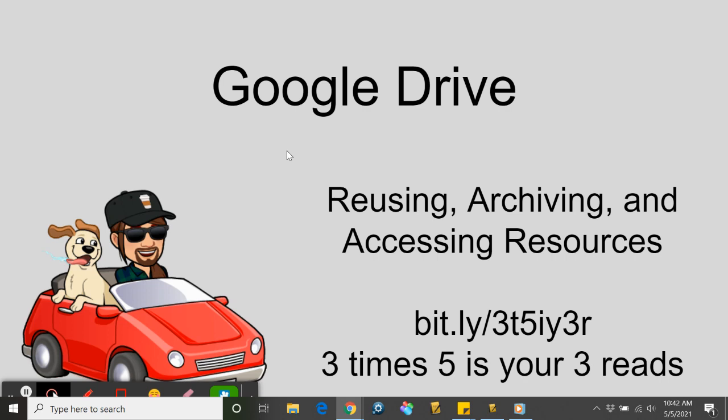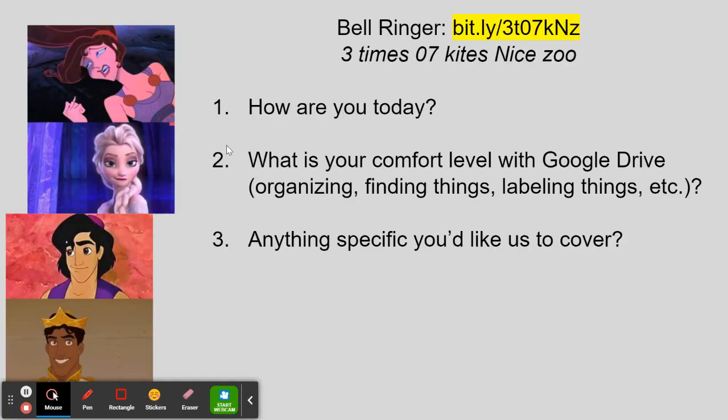In this case, it's 3T5IY3R, and the capitals do matter, so usually underneath to make it easy for students to read, I type it out as words, and gibberish is perfectly fine. 3 times 5 is your 3 reads. So you would type in bit.ly/3T5IY3R and it will come up right to this slide deck.